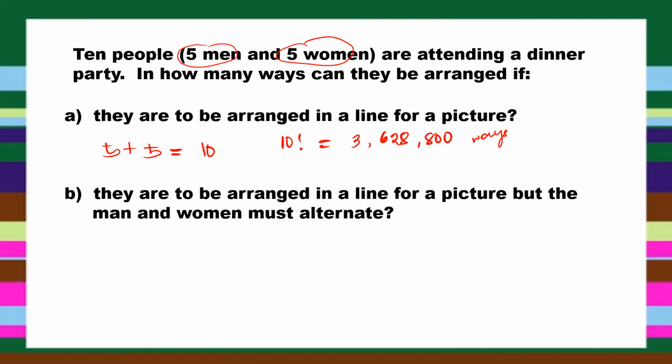So kung alternate yan, that's 5, 4, 3, 2, 1, 5, 4, 3, 2, 1, or simply permutation of 5 taken 5 at a time for men, and permutation of 5 taken 5 at a time for women. So that's 5 factorial times 5 factorial. That's equal to 120 times 120. So 120 times 120 is 14,400.